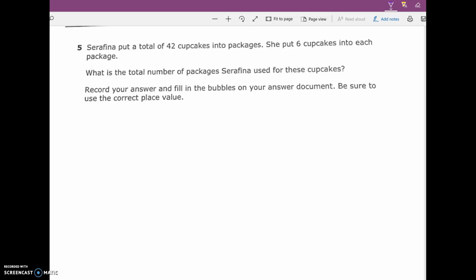Serafina put a total of 42 cupcakes into packages. She put 6 cupcakes into packages. What is the total number of packages that she used? Record your answer and fill the bubbles. Oh, you don't need the bubbles. That's not what we need.